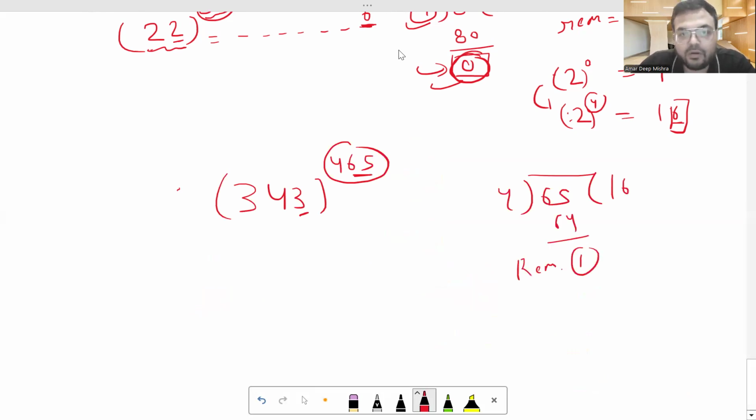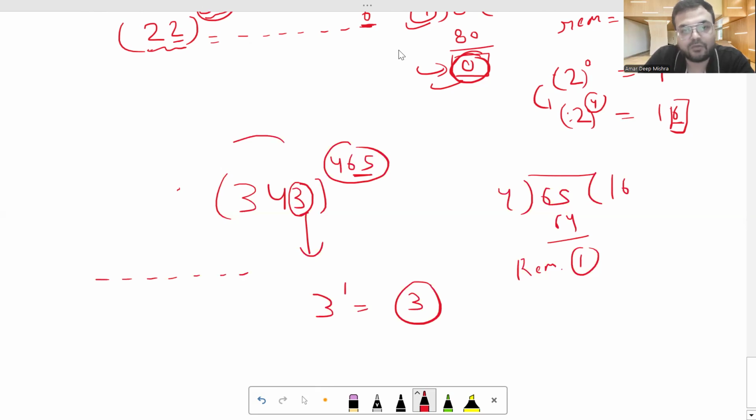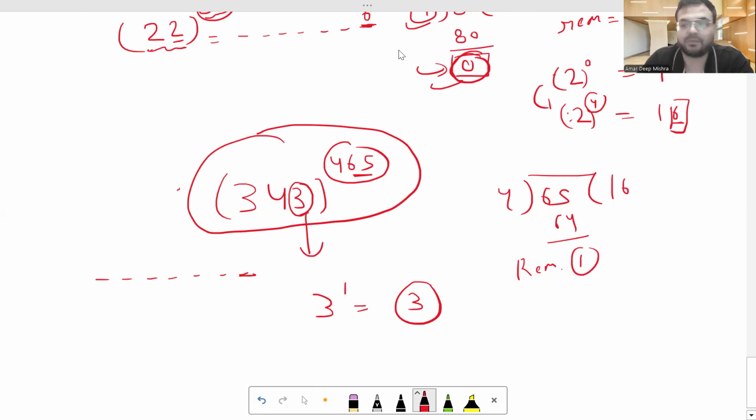Now whatever digit you have at the unit place in the base number, 3, take this 3, and 3 to the power of this 1, how much will you get? 3. Quite easy, right? So if you expand this 343 to the power 465, you will be getting 3 at the unit place. I hope it is very easy to understand.